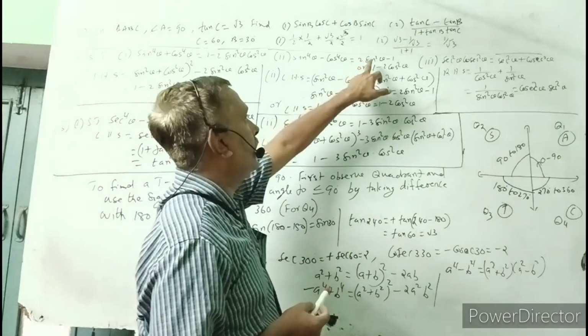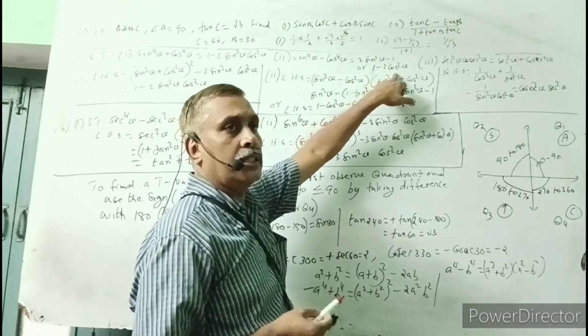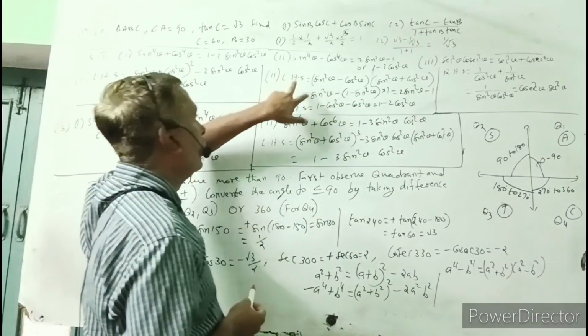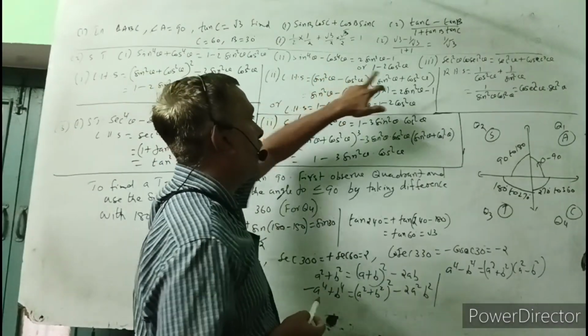There can be two results. The answer may be in sin square also, the answer may be in cos square also, depending on the question you solve. So I applied it on the LHS, a plus b into a minus b.